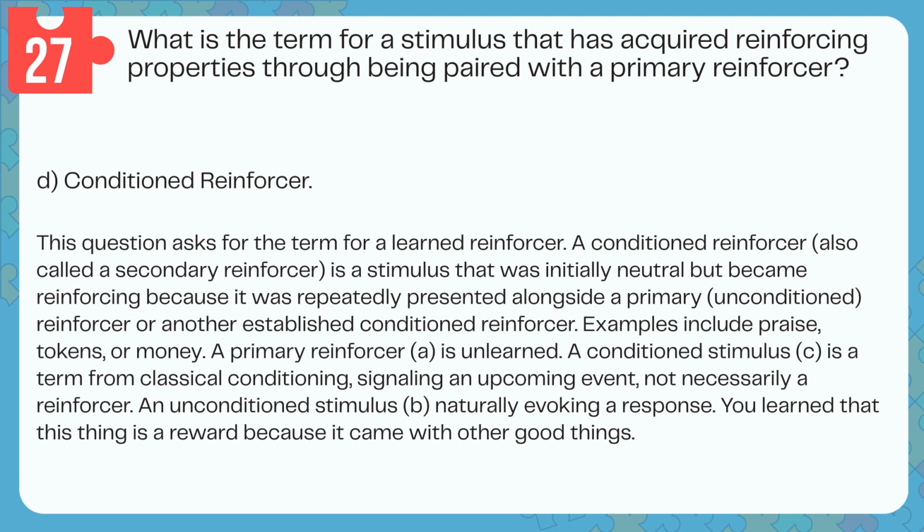A primary reinforcer, A, is unlearned. A conditioned stimulus, C, is a term from classical conditioning, signaling an upcoming event, not necessarily a reinforcer. An unconditioned stimulus, B, naturally triggers a response. You learned that this thing is a reward because it came with other good things.